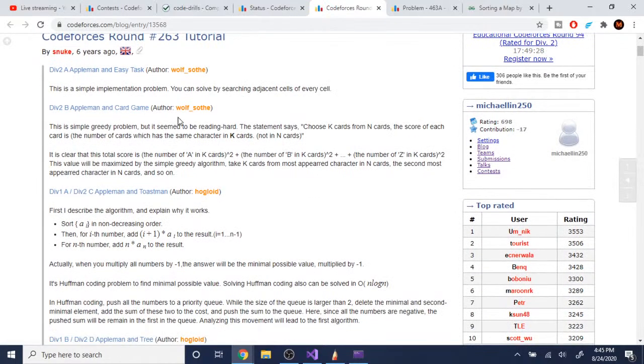Okay, it's a simple greedy problem. It's not that hard. Choose K from the source. Total score is the number of A in K cards squared plus number of B in K cards squared plus number of Z's in K cards squared. This value is maximized by the simple greedy algorithm. You take K cards from the most occurring. That's what I was saying. That's what I was doing. Take K cards from the most appeared character and then the second most appeared character.